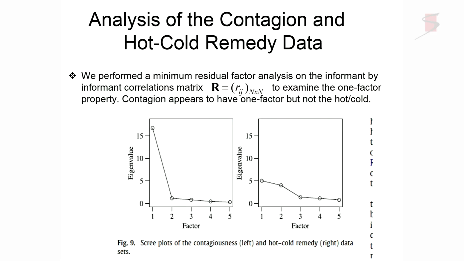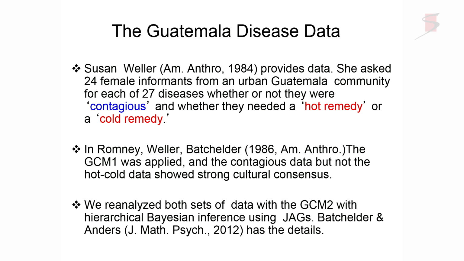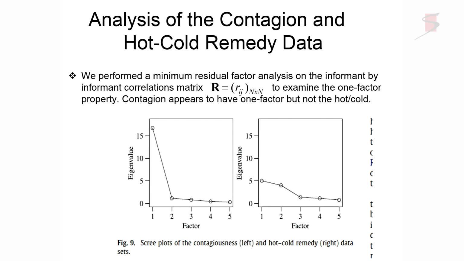So this is an old data set that Susan Weller, one of the early workers, collected, and it's typical of a lot of the ethnographic studies. She found some female urban Guatemala informants and about 27 diseases, which they back translated to Spanish and so forth. She asked them for each disease whether true or false is it contagious, and for each disease does it need a hot or a cold remedy. That was something that was in the anthropological idea. And so we analyzed those data with a GCM1, and we reanalyzed it with the current model. And these are the eigenvalue series, a very nice, sharp one factor for the contagion data.